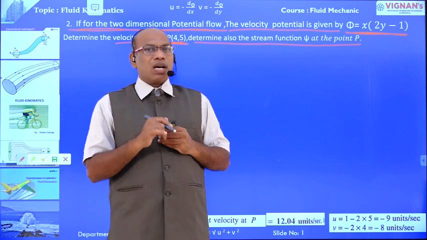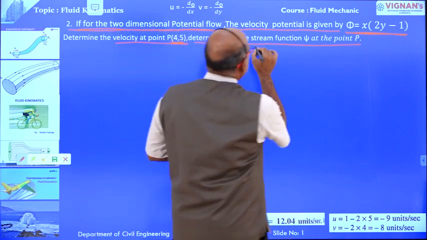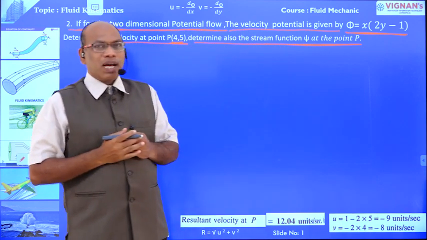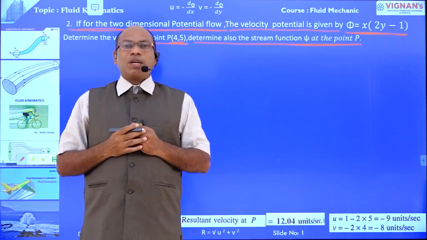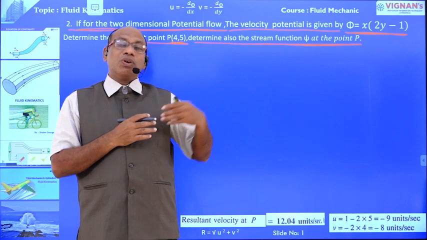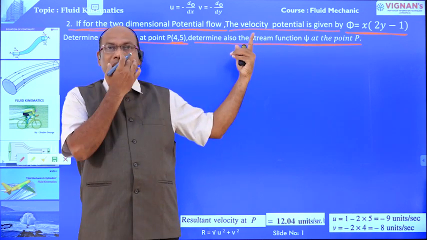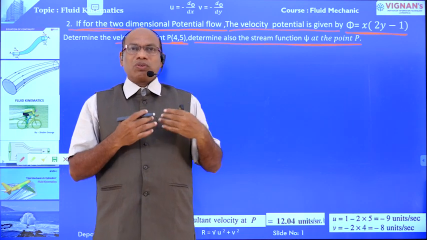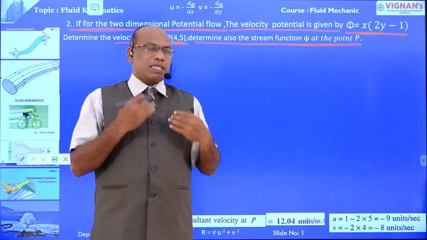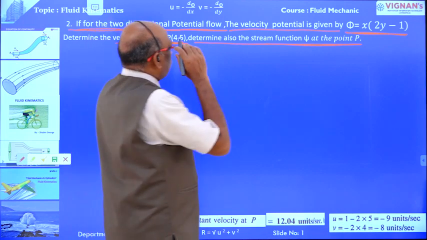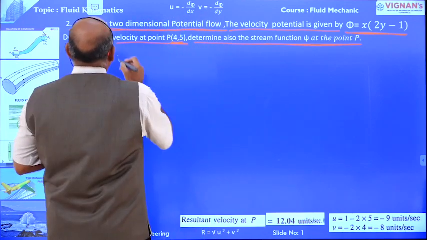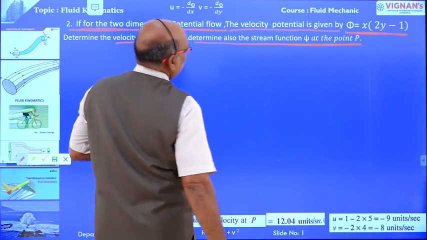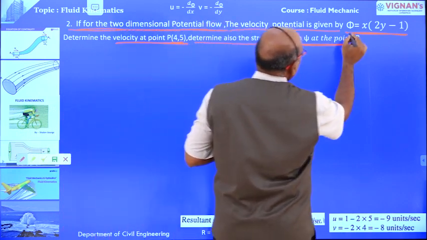But here they asked one more problem, that is, also determine the stream function psi at a point P. Here they have given the velocity potential function, but we are going to determine the stream function. Right? We are going to solve the problem step by step. First, we are going to determine the velocity at point (4, 5). This is the equation given here.